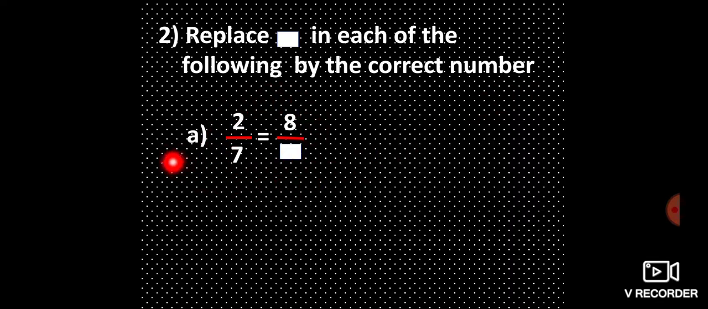The first question is 2 by 7 equal to 8 by box. We have to find the number in the denominator. So, how will we do this? Very simple. First we take this numerator, that is 2. This 2 becomes 8. How? When we multiply 2 with 4, we will get 8. So, we multiply the denominator also with 4. 2 into 4 by 7 into 4 equal to 8 by 28. So, the number in the blank box is 28.